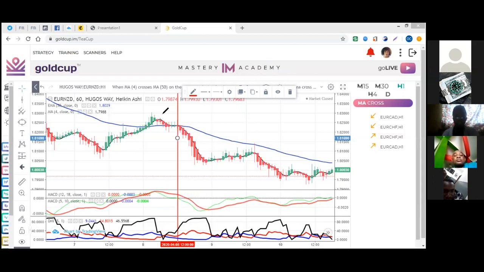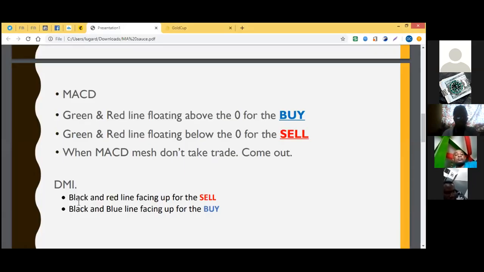So let's go into our third confirmation. Right now on this trade, our confirmation one is not done. Our confirmation two is not done also, all right? So let's quickly go and check for our confirmation three. Confirmation three is you want the black and the red line to be facing up for a sell on your DMI. Your DMI is the last indicator on the chart. You want your black and your red line to be facing up for a sell, and for a buy, guys, you want your black and your blue to be facing up.